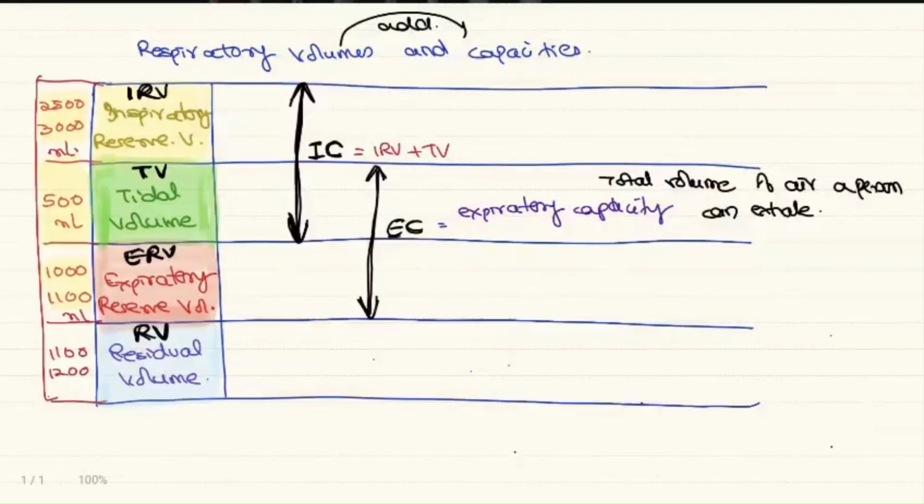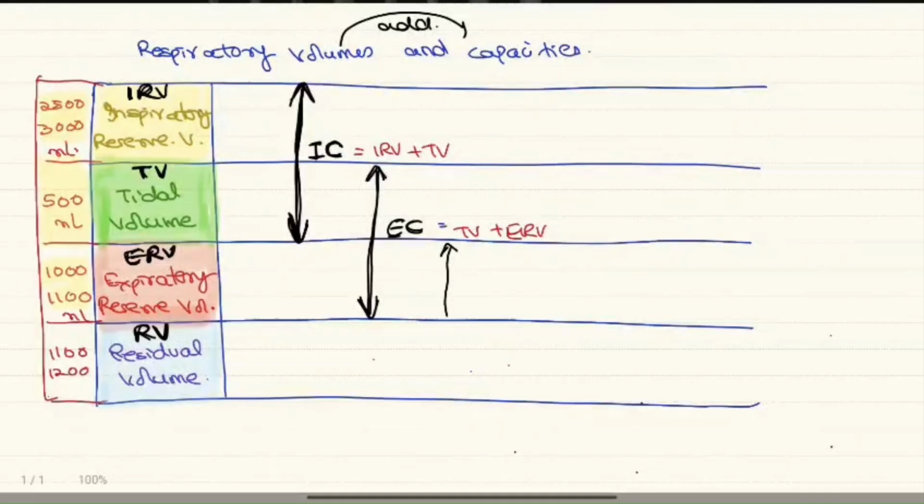So what is expiratory capacity? It is the total volume of the air a person can exhale after the normal inspiration. This is called as expiratory capacity. And how we get expiratory capacity? It is TV plus ERV.